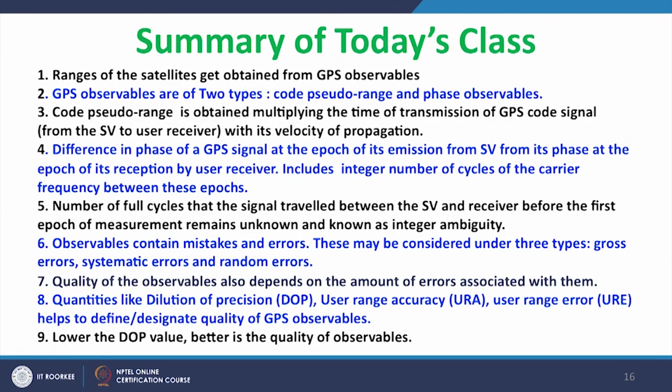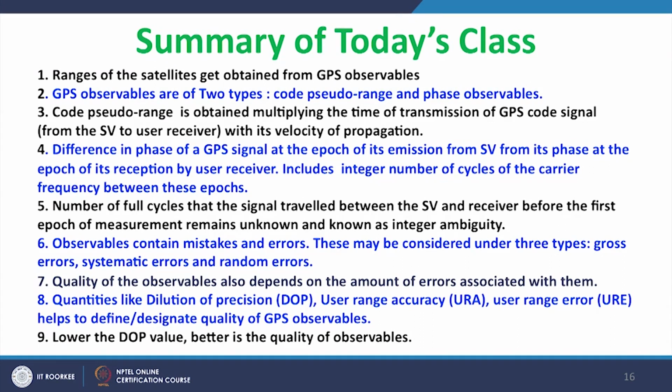With this I want to conclude today's class, but before that I would like to summarize. GPS observables are the most fundamental parameters which we like to measure or take out from the GPS signal. There are two types of GPS observables available in the GPS signal. One is code pseudo range, which we obtain from the code part of the signal, another is the phase observable, the carrier phase observable, which is obtained from the carrier phase of the GPS signal.